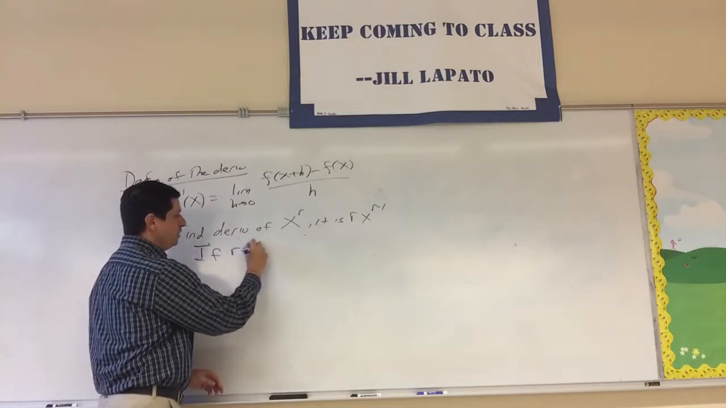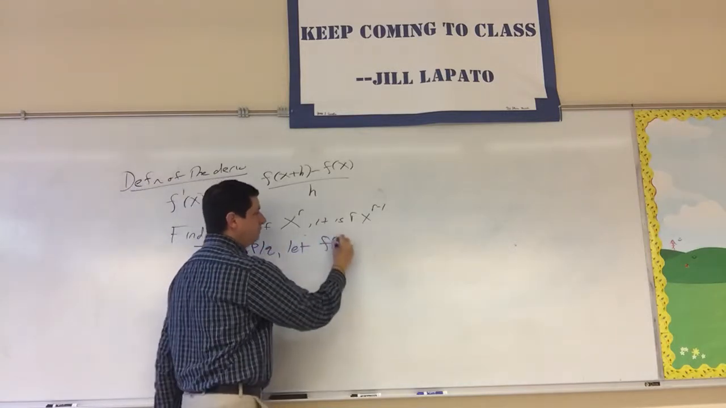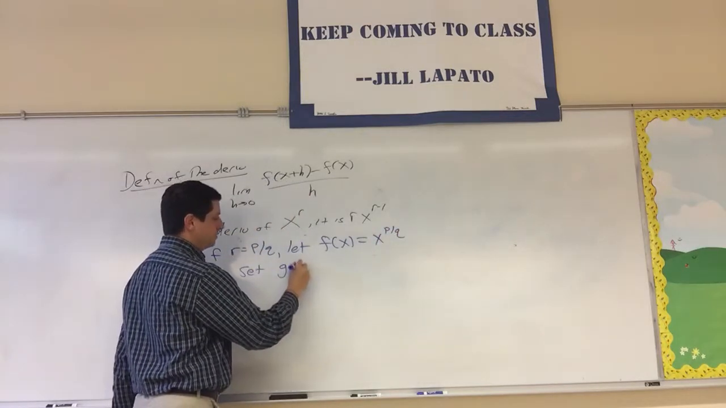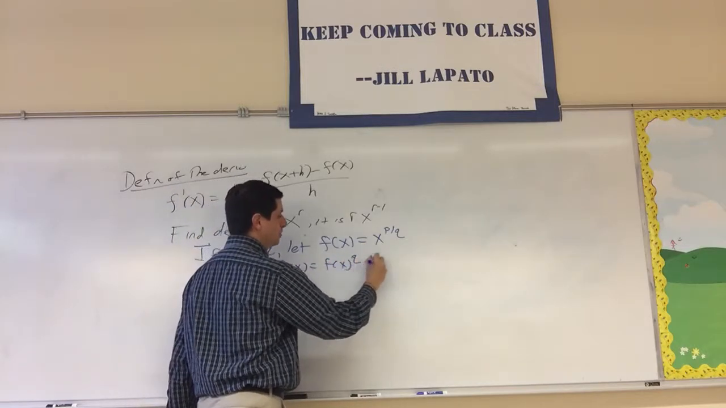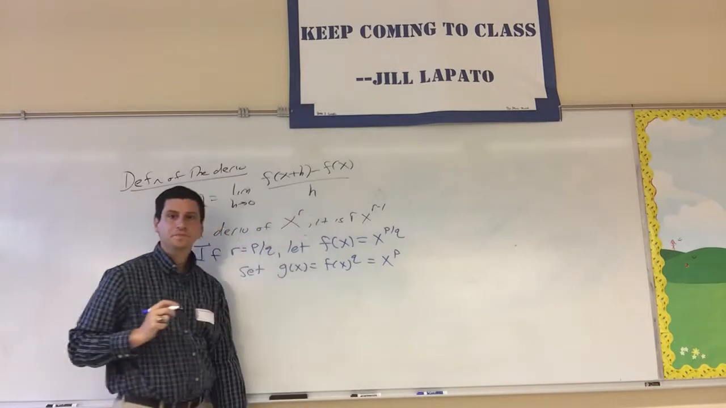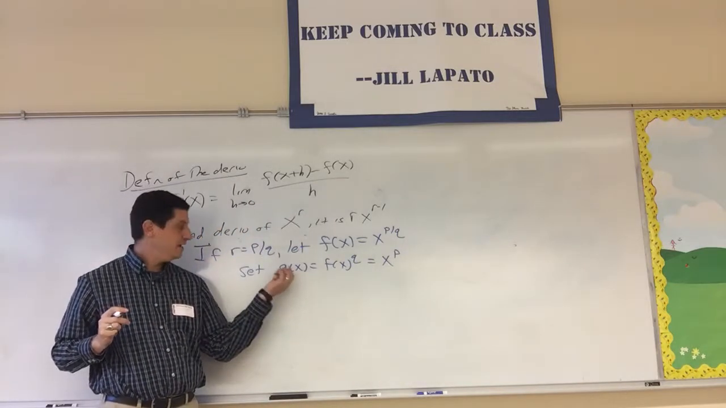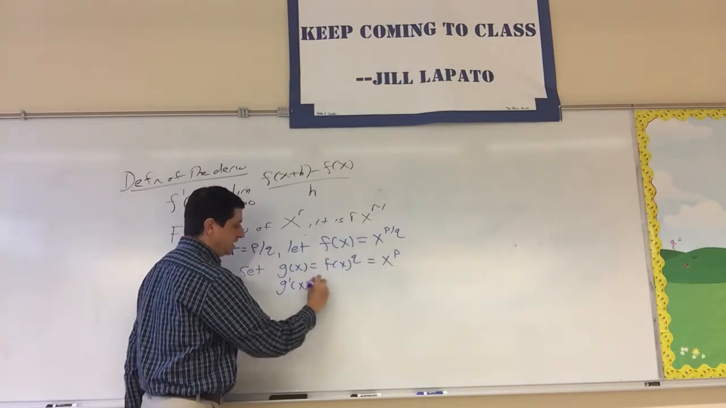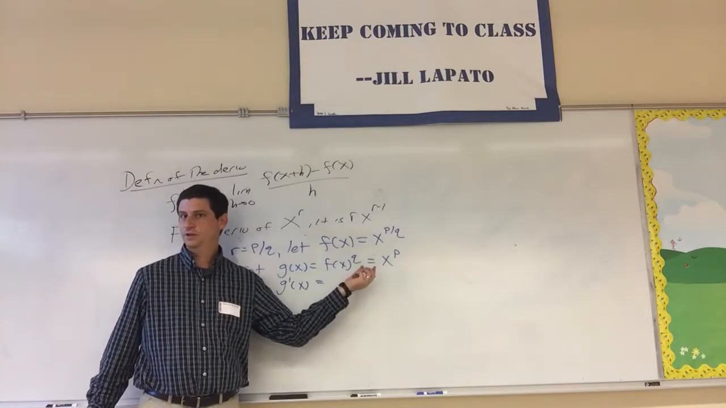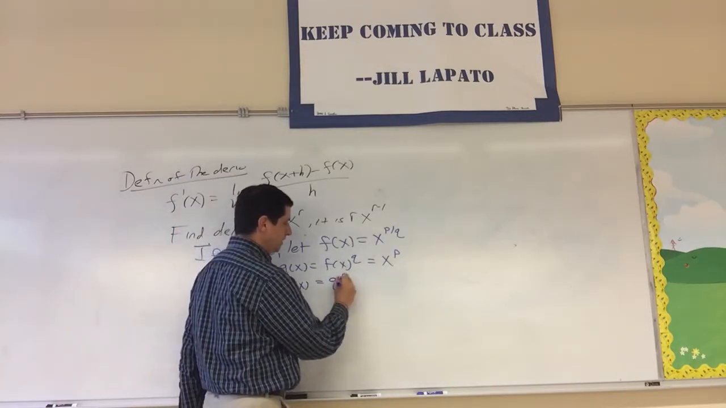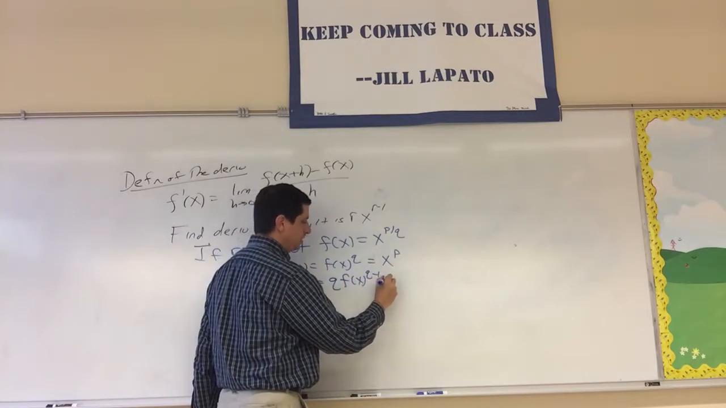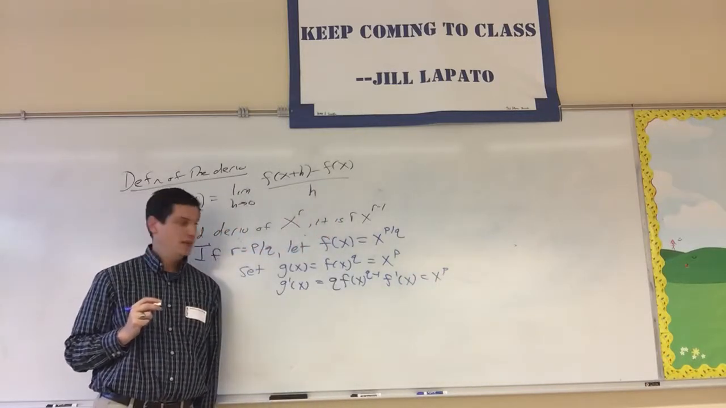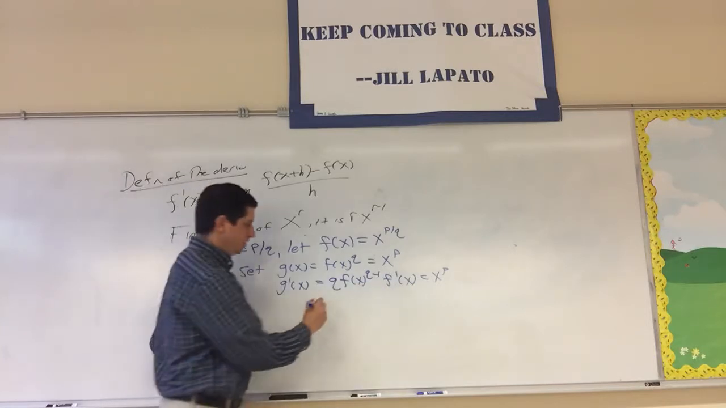So if r equals p over q, let f of x be x to the p over q. Set g of x to be f of x to the q, which is x to the p. And so if we let this be our function g, now g is just x to an integer power. And now we can take the derivative. So we get g prime of x, and then over here, now we use the power rule. So we now get q f of x to the q minus 1 times f prime of x equals p x to the p minus 1.